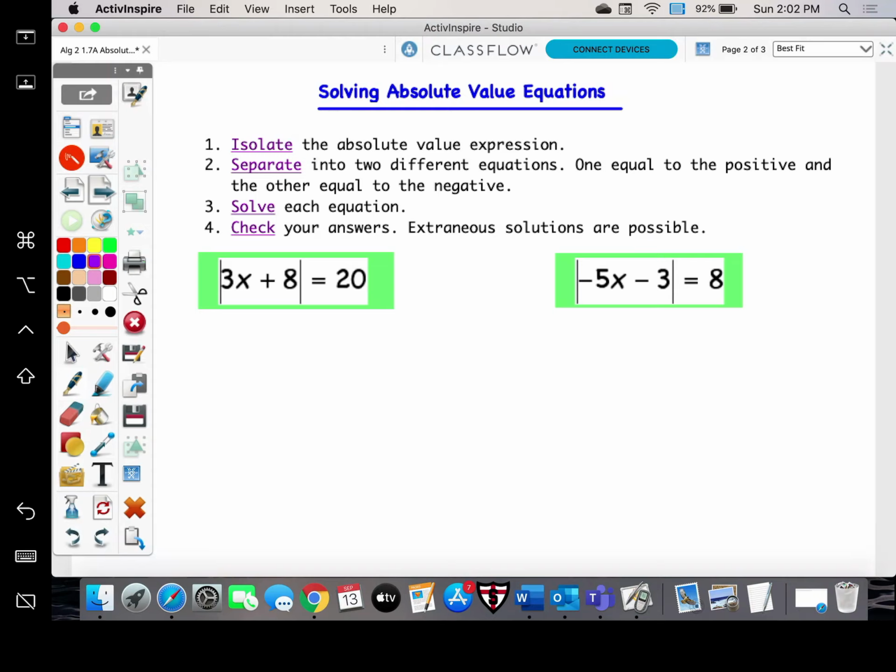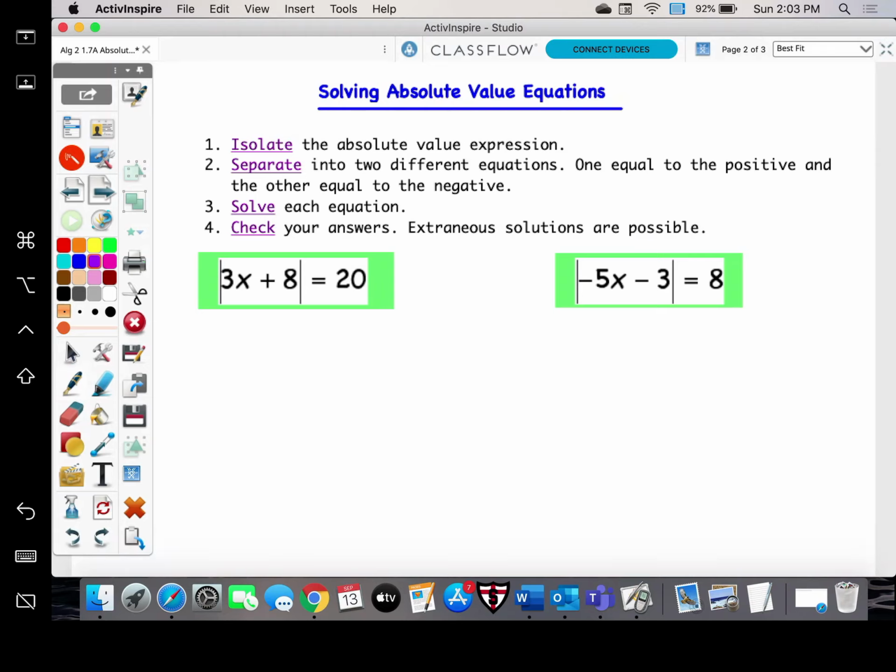The second thing you do is separate that isolated expression into two different ones, and this is where the absolute value bars will go away. One is equal to the positive quantity and the other equal to the negative. Then you solve each of those two little equations, and then lastly check your answers because extraneous solutions are possible when we talk about absolute value equations. So let's see how these 4 steps play out in these 2 examples right here.